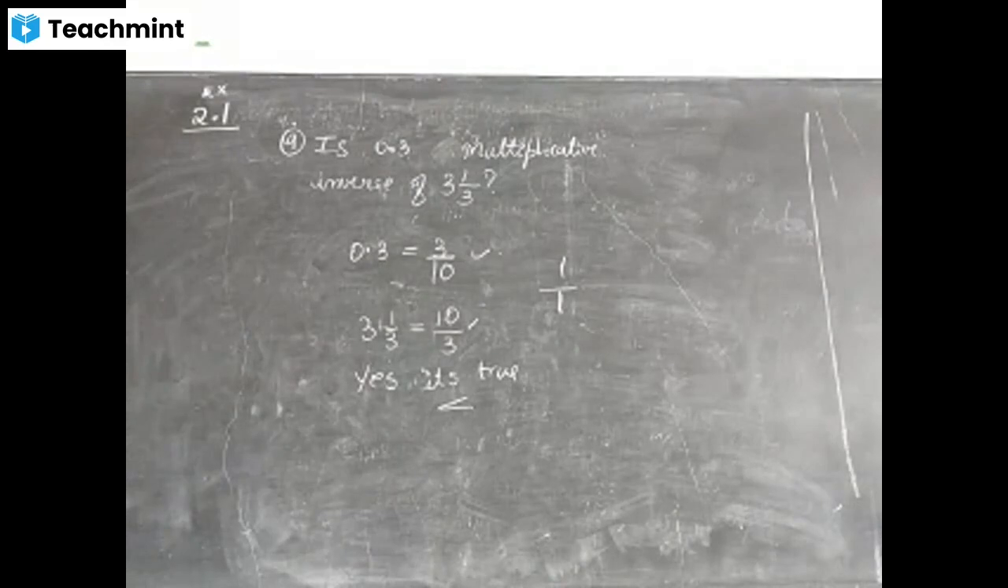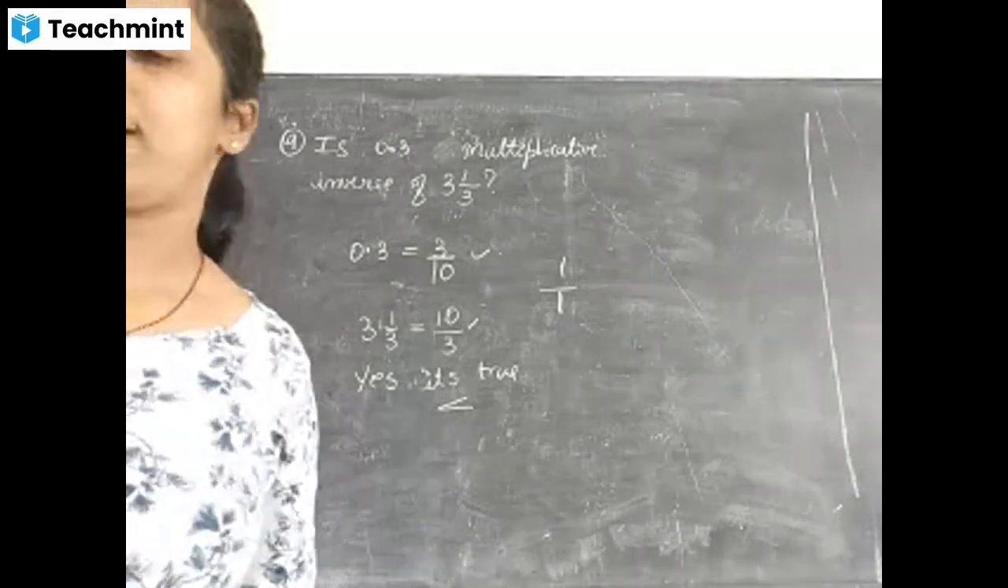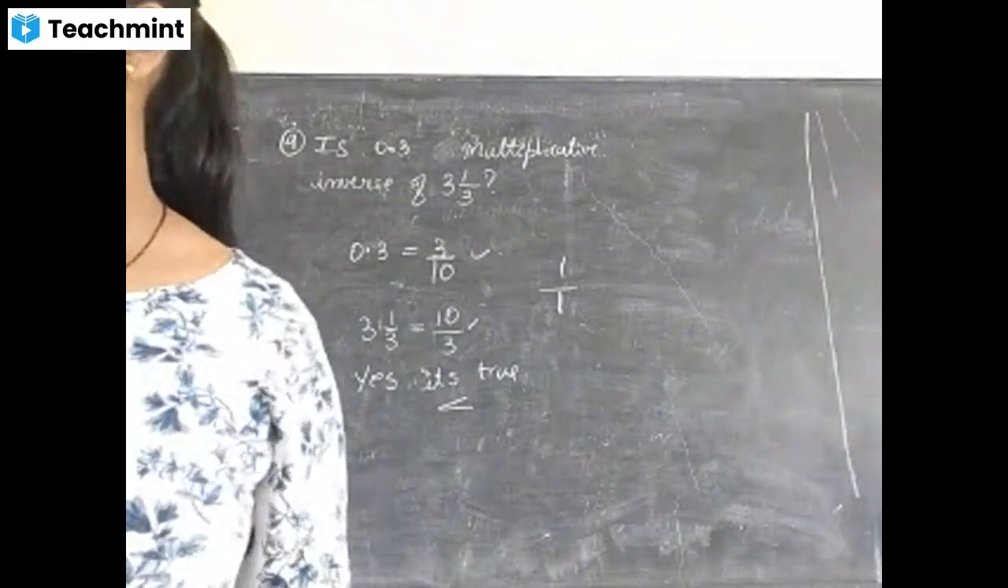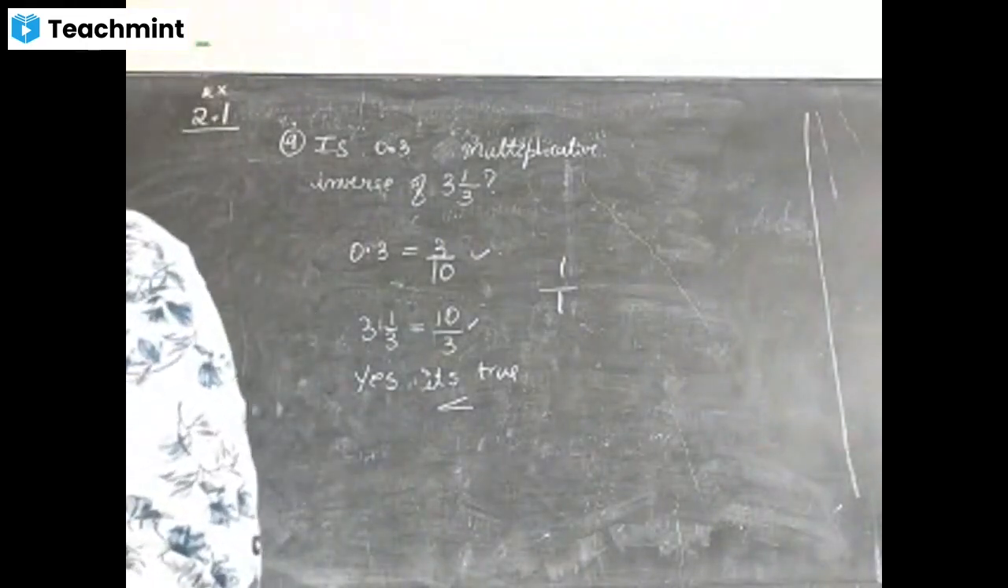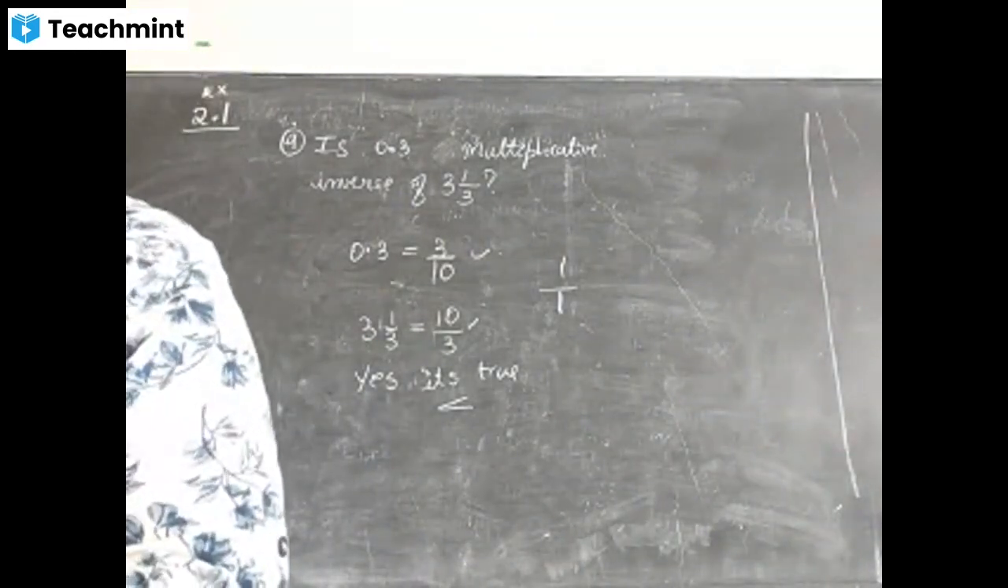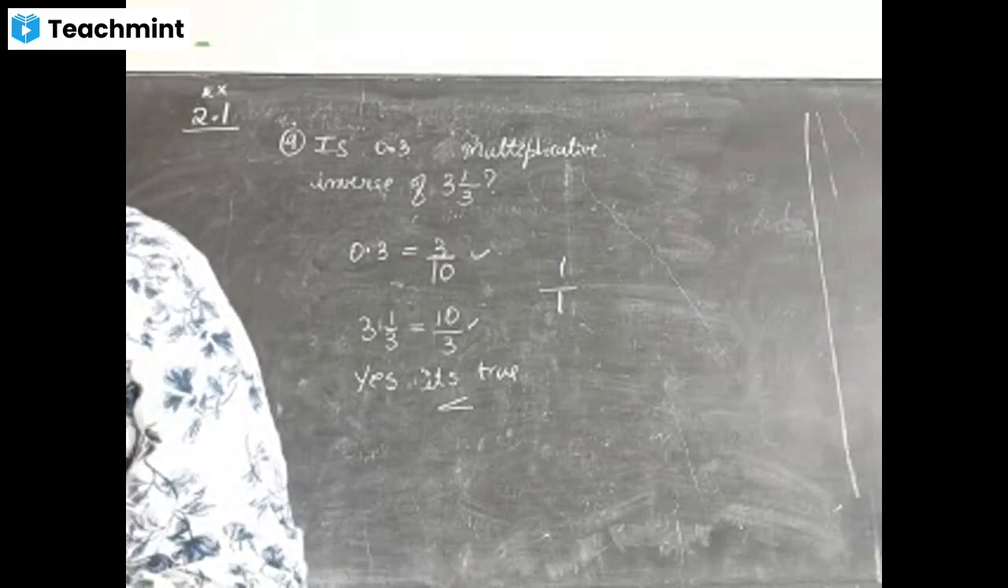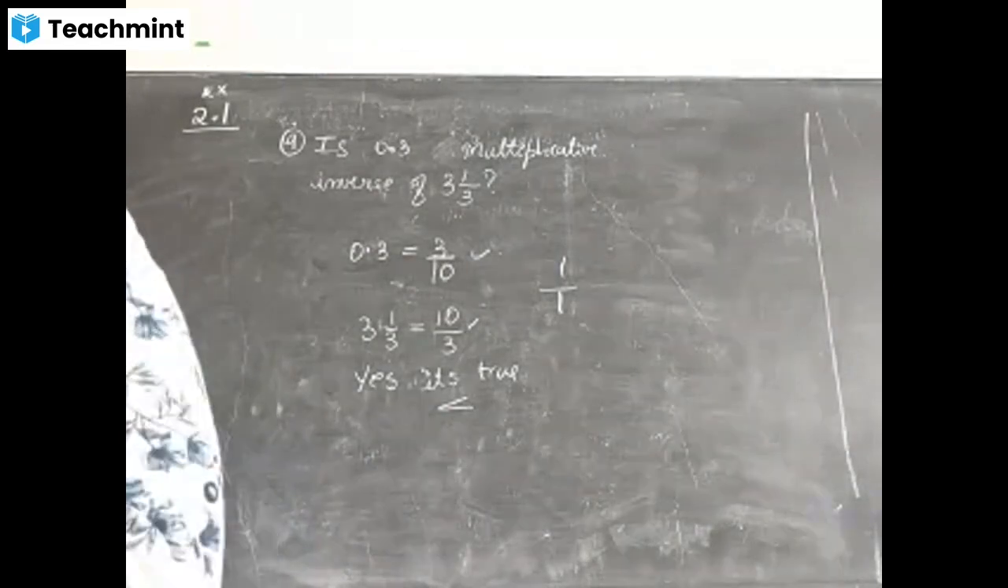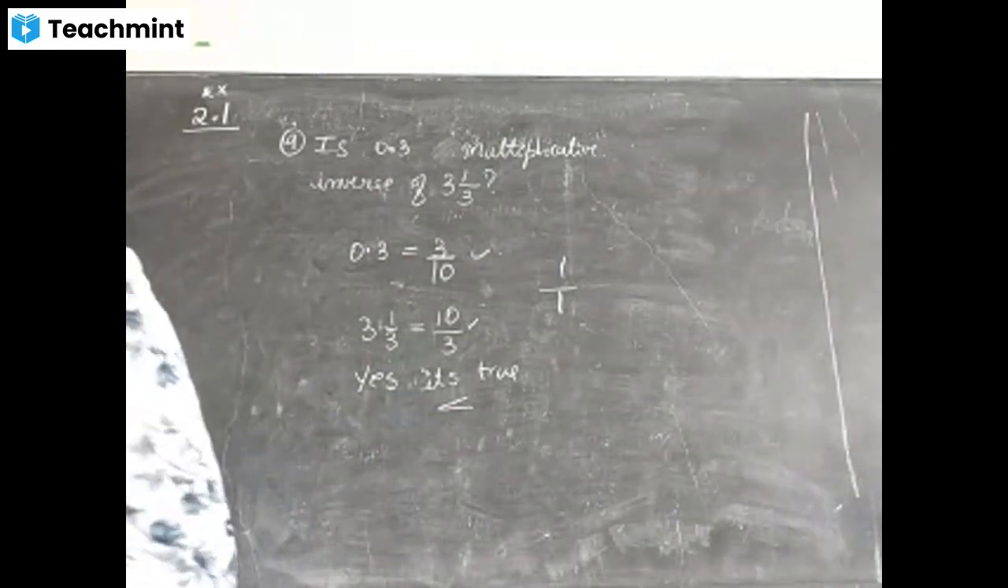The product of two rational numbers is always a rational number only. The reciprocal of a positive rational number is always positive only. So this is about your 2.1 exercise. Next class, representation of rational numbers on the number line. Let's see in the next class.